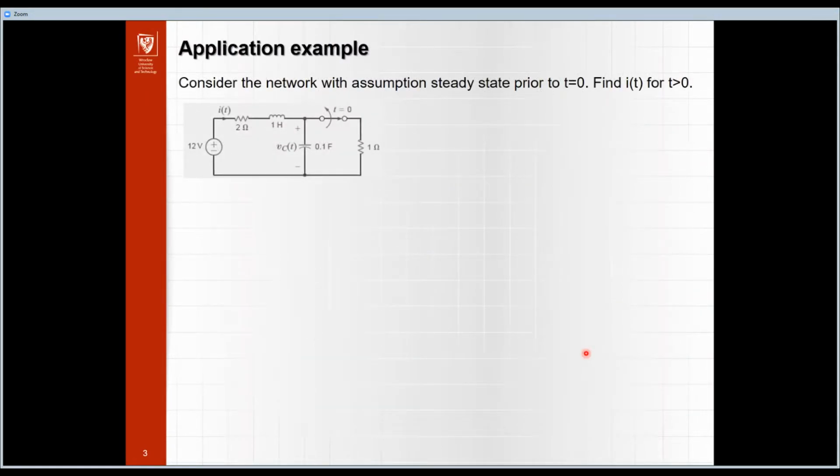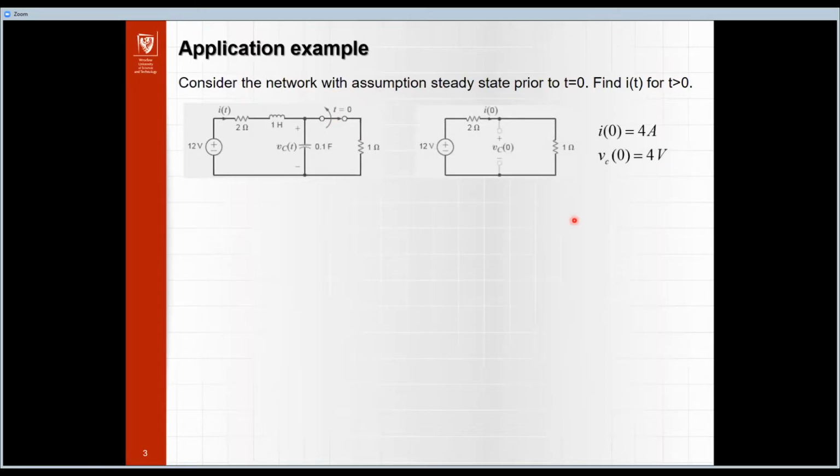At the beginning, we consider the network with the assumption of steady state prior to t equals 0. So we just should find the current function for t more than 0. Okay, so we have here the schematic, and here we have the switch. And at this moment, the switch before this time was closed, and exactly at this time t equals 0 it is open.